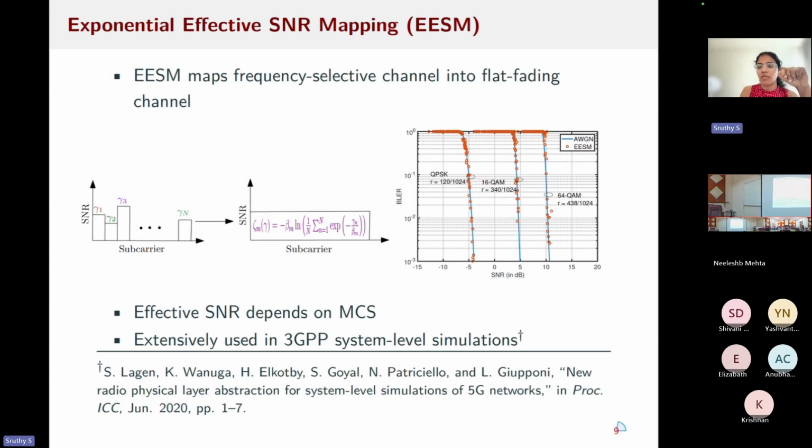Here, the blue solid curve is shown for the AWGN block error rate of an MCS, modulation encoding scheme, in an AWGN channel. And the scatter plot is shown for EESM. Here we can see that the scatter plot almost follows the blue curve with minimal spread, showing the accuracy of EESM across different modulation encoding schemes. We also note that EESM has been extensively used in 3GPP system level simulations.